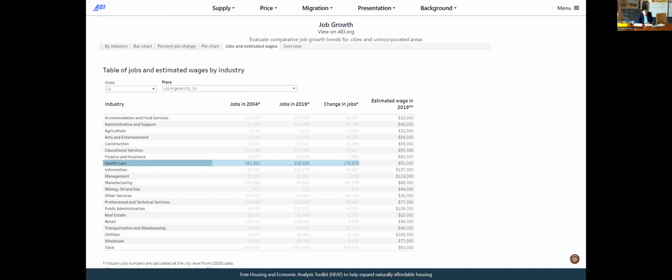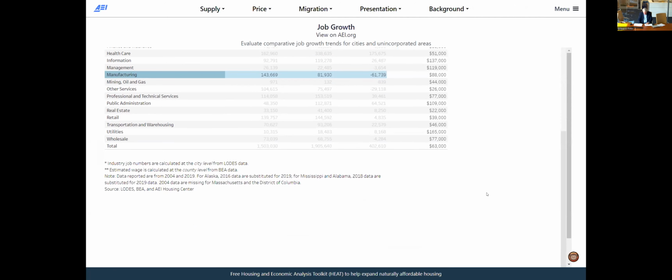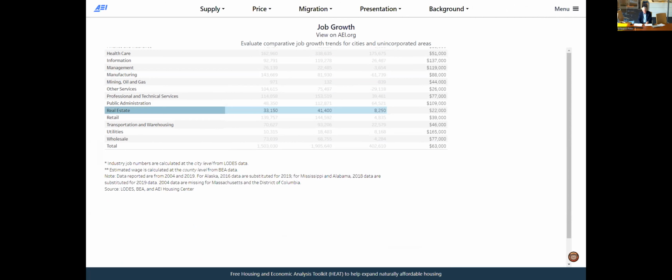Information was a growth area, plus 26, and those are very high-paying jobs. But the plus 26 is not a huge number that was added. Management jobs was slight negative. Those are, you know, the highest paying jobs. And then you have manufacturing, big decline, 62,000. Very well-paying jobs, 88,000 versus 63,000. So that was a big negative. Going down, real estate added 8,000 jobs, but only pays $22,000. I think that's the lowest number on here. California has a huge number of real estate agents for its population.